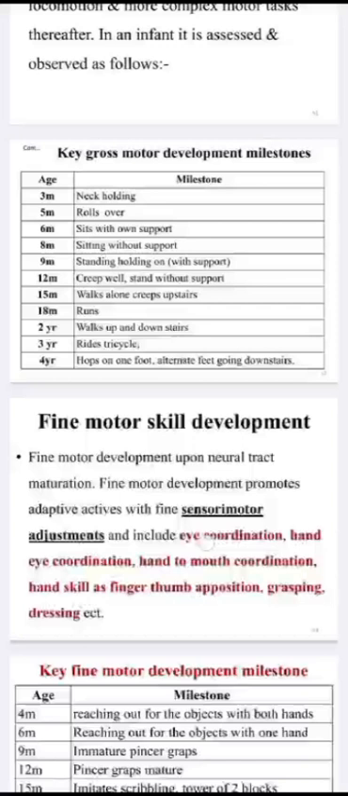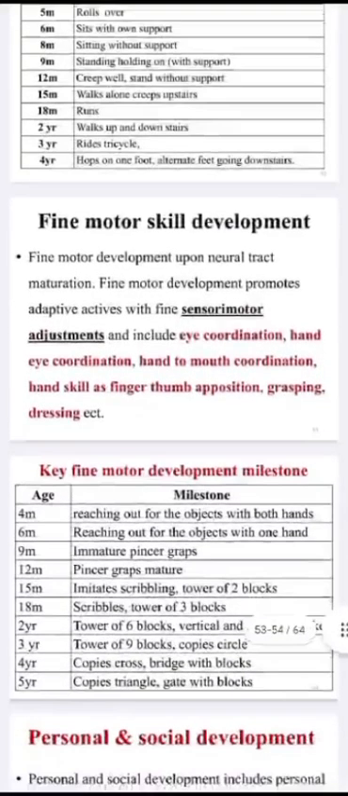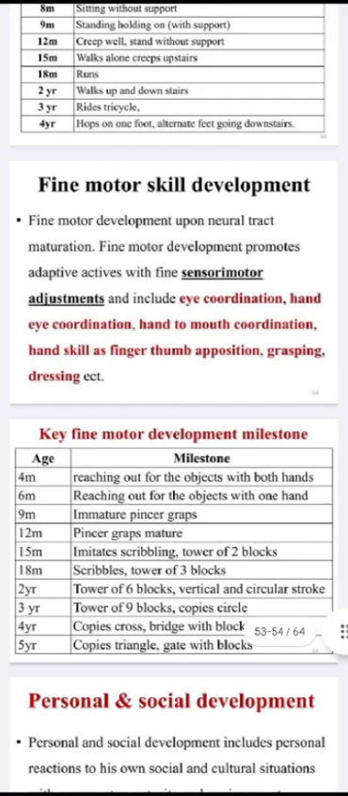Gross motor development milestones: at 3 to 5 months, neck holding and roll over; 6 months sits with support; 8 months sitting without support; 9 months standing holding on; and 12 months creeps well and stands without support. 15 months walks alone; 18 months runs. Then 2 years walks up and down stairs, 3 years rides a tricycle, and 4 years hops on one foot, alternate feet going downstairs. Then fine motor development, upon neural maturation.